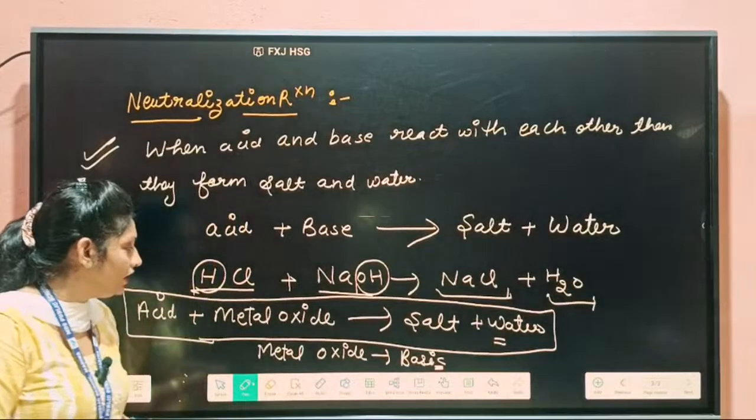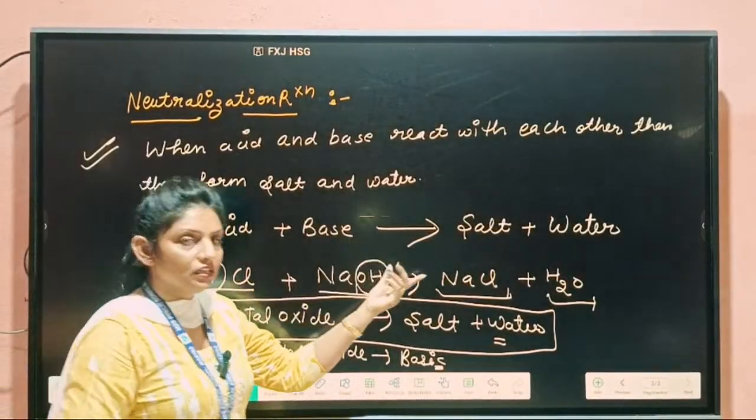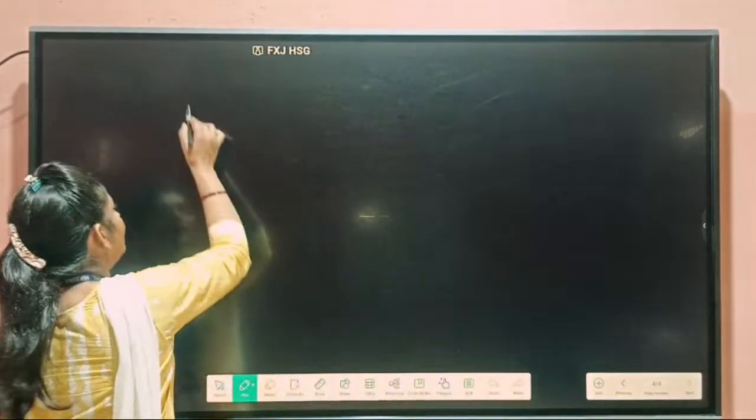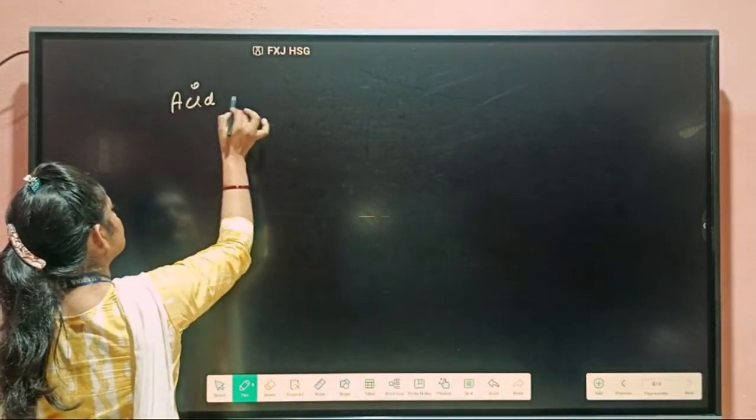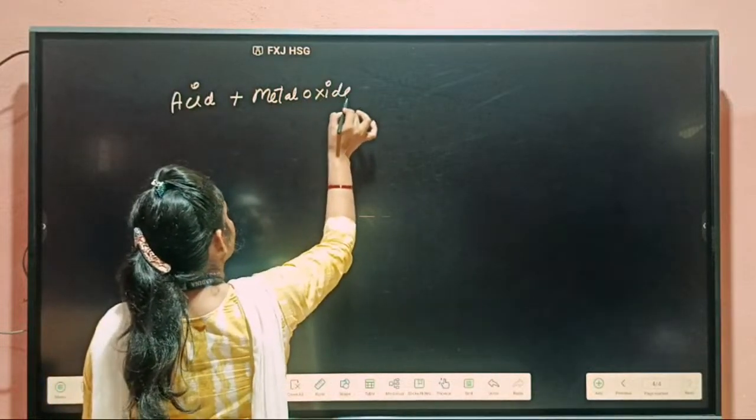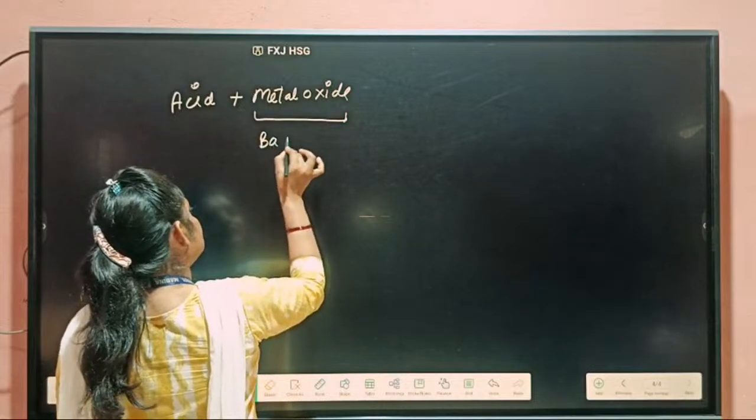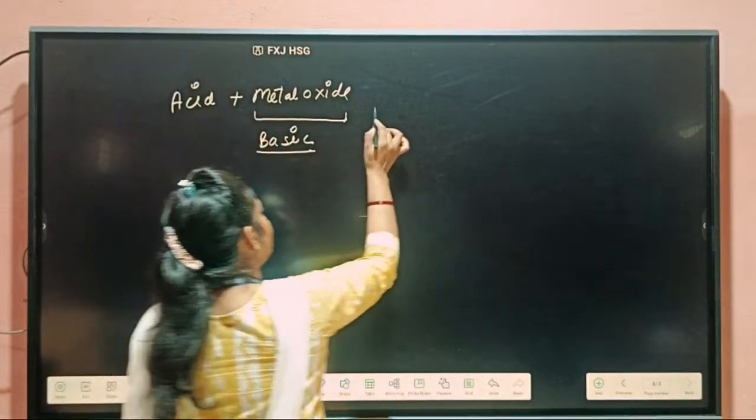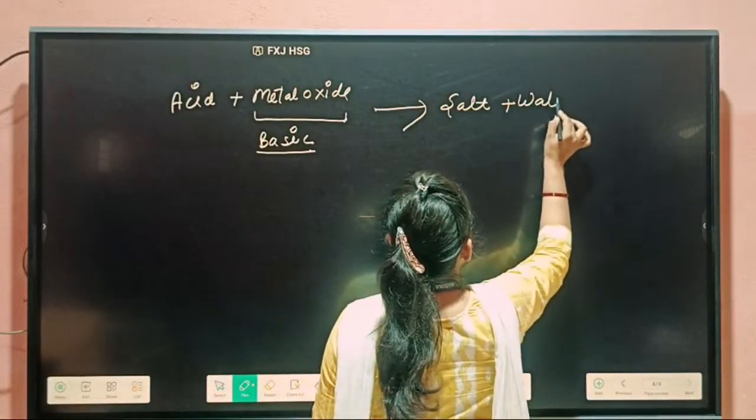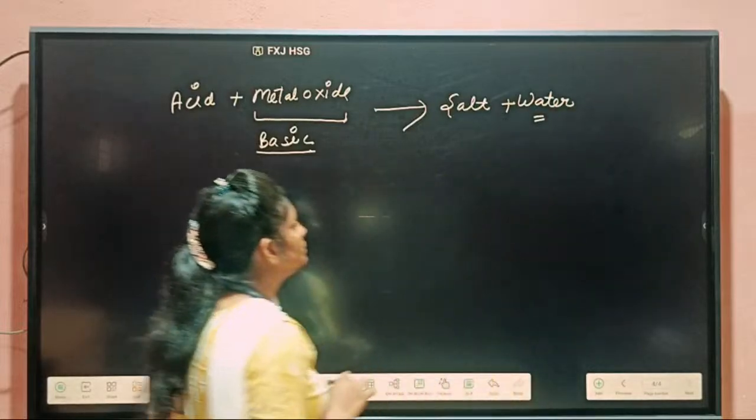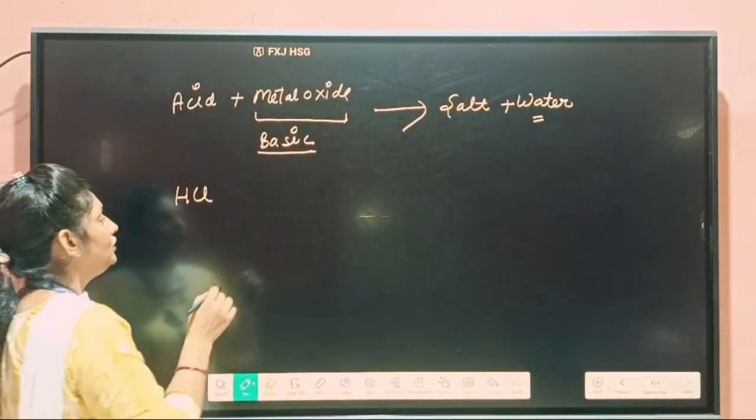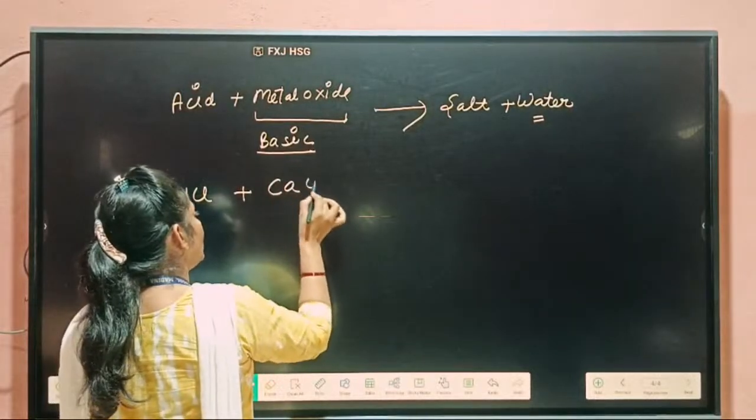And students, you know very well, acid and base give salt and water. So we can write acid plus metal oxide. Metal oxides are generally basic in nature, and acid and base combine with each other and give us salt plus water. Like students, if I have HCl, hydrochloric acid, plus CaO, calcium oxide.